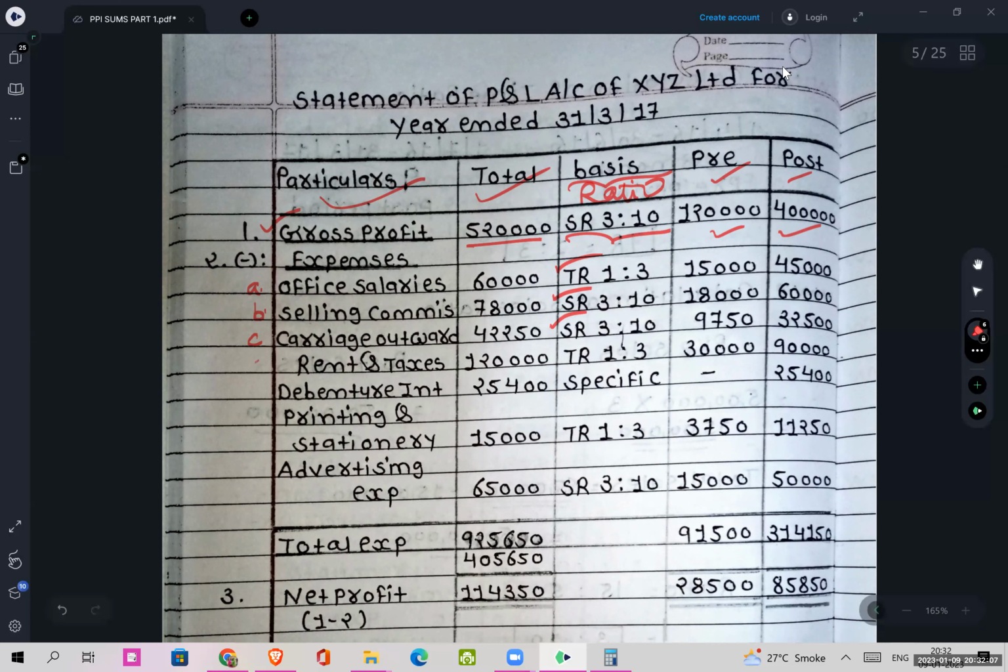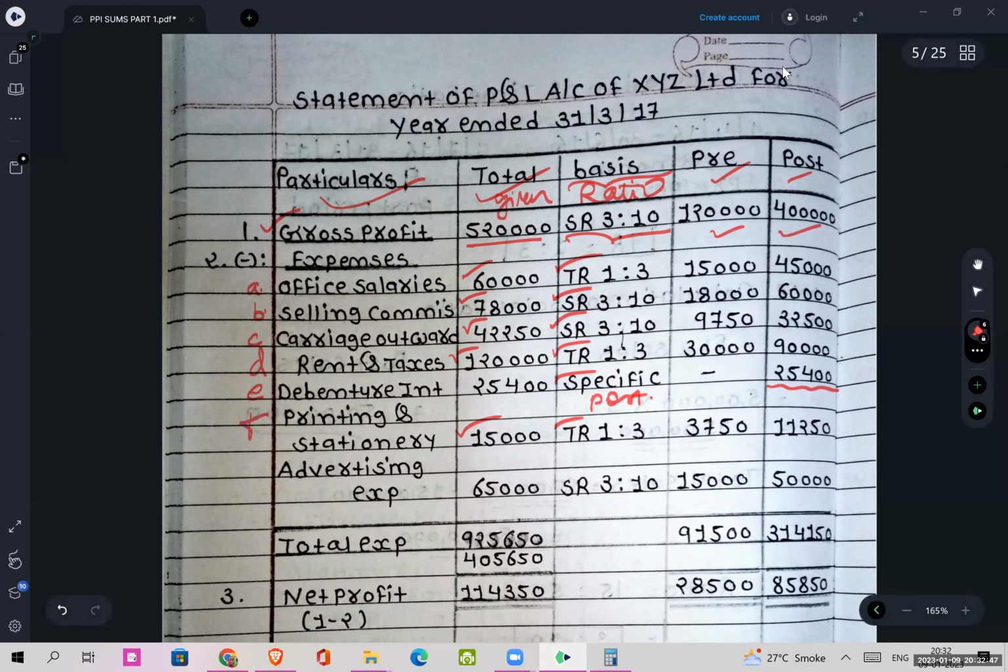Okay. Then rent and taxes 1,20,000. Okay. ये जो column है ना, ये हमेशा given रहेगा total वाला, right? So rent, rates and taxes will go in which ratio? Time ratio. So I'll divide it accordingly. Then debenture interest. So this will be specific. Okay. Debenture interest कब होता है? Post incorporation. So see, it is only in the post period. Okay. Only in the post period. Then printing and stationery, time ratio. So divide it in time ratio 1:3.